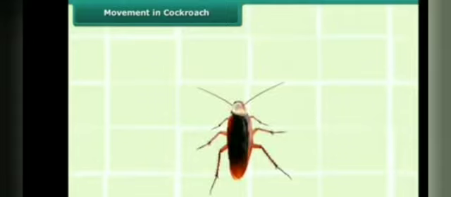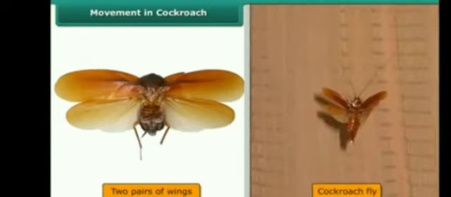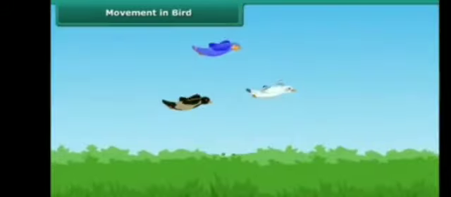Next is movement in the cockroach. Cockroaches walk and climb as well as fly in the air. They have two pairs of wings. Cockroaches can fly with the help of these wings. They have three pairs of legs, which help in walking. The body is covered with a hard skeleton. This outer skeleton is made up of a number of plate-like structures joined together. There are spines present on the legs.